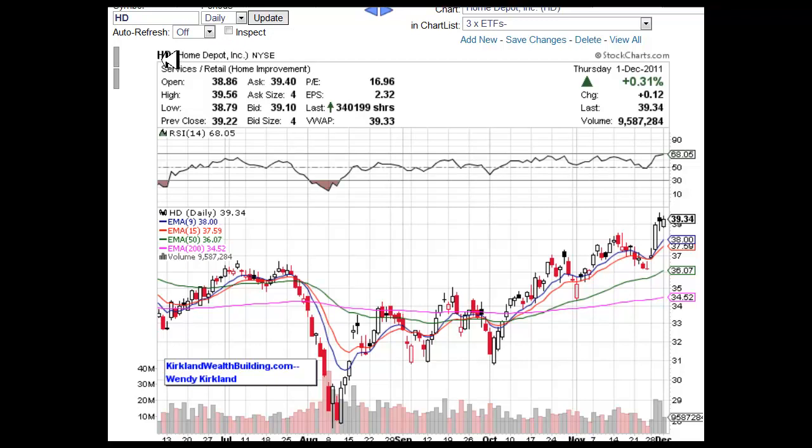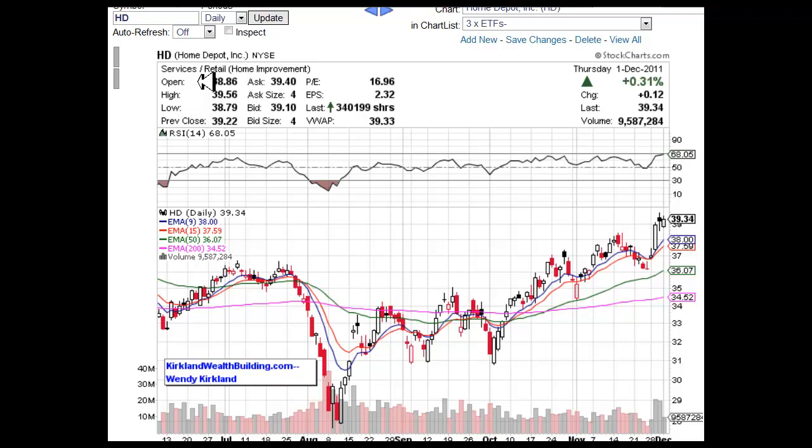You can see again the symbol mentioned here, the name of the company. It is on the New York Stock Exchange. Other stocks would be on other exchanges. This particular one trades on the New York Stock Exchange. Coming down a little further here, it is in the service sector and is in the industry of retail and home improvement. Further across is today's date, or the date of this particular chart.